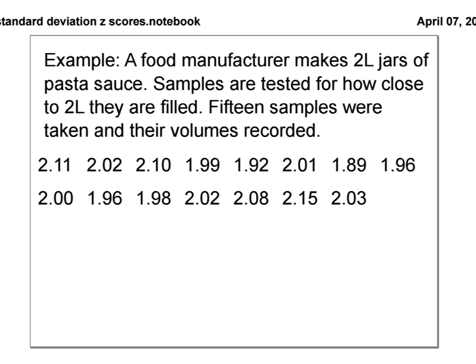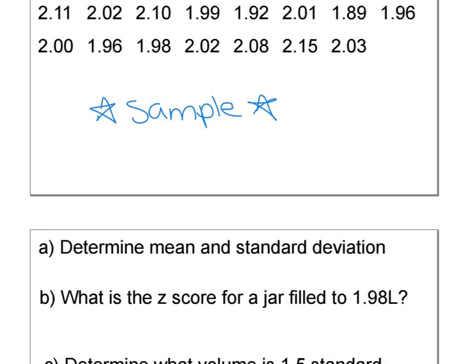Okay, so here's an example. A food manufacturer makes 2-liter jars of pasta sauce. Samples are tested for how close to 2 liters they are filled. They took 15 samples and they recorded all of their volumes. So this is obviously a sample because it says right in the question they took a sample. Again, you may want to jot these down or pause for a minute because I'm not going to come back to this. So I'm going to scroll.